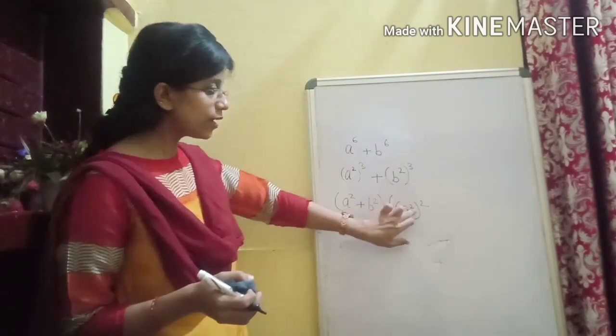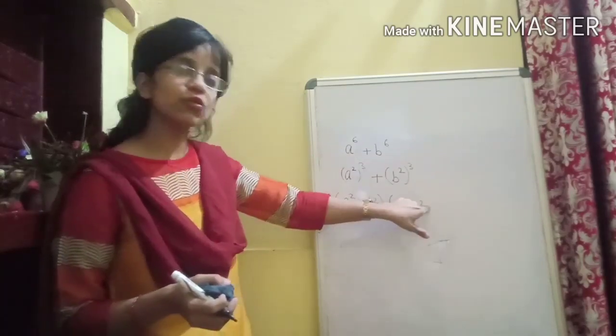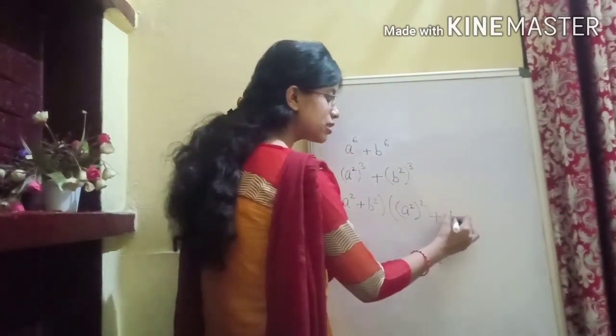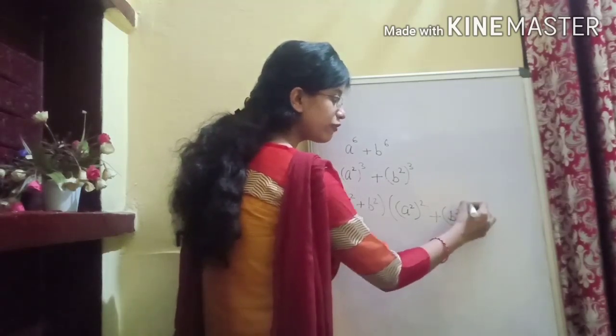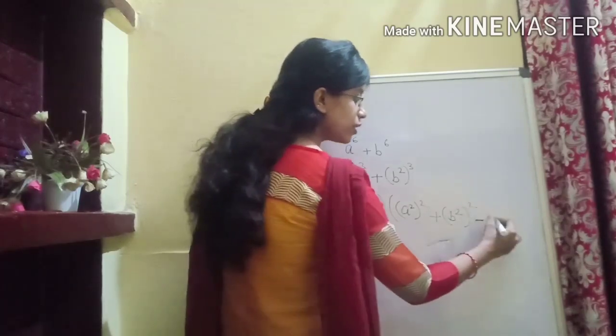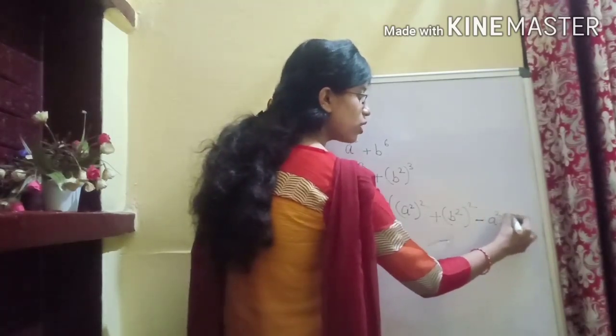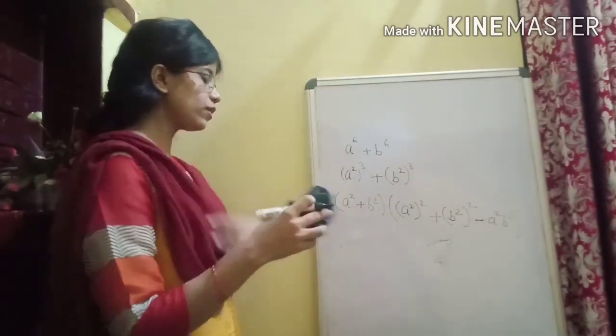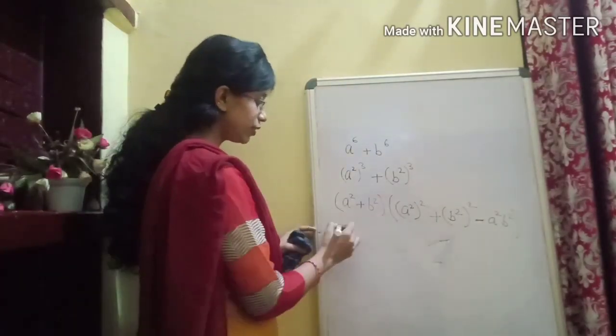So what is our a? A square, and then we have squared it again. Plus b square. What is our b? This is our b and the square of it. Minus ab. Minus ab. A is what? A square. B is what? B square. So that's how we have put our values here according to the identity.